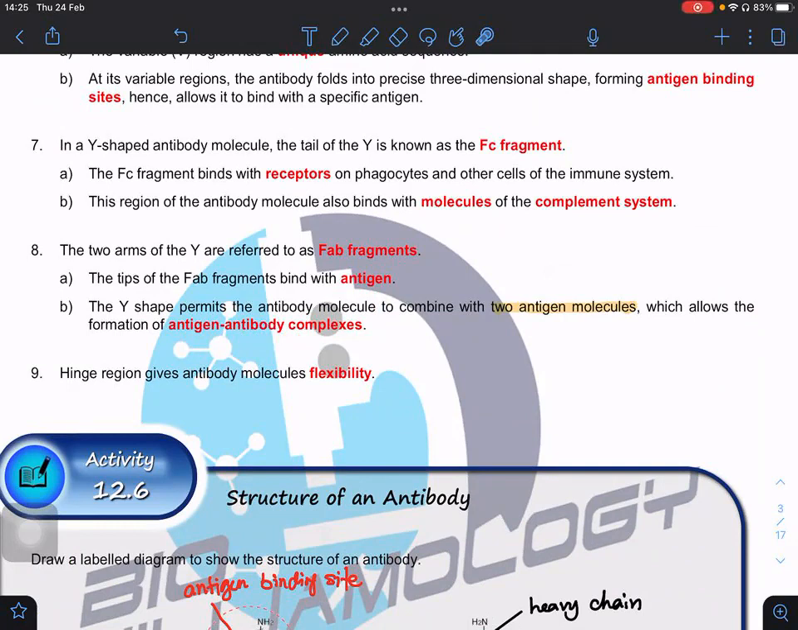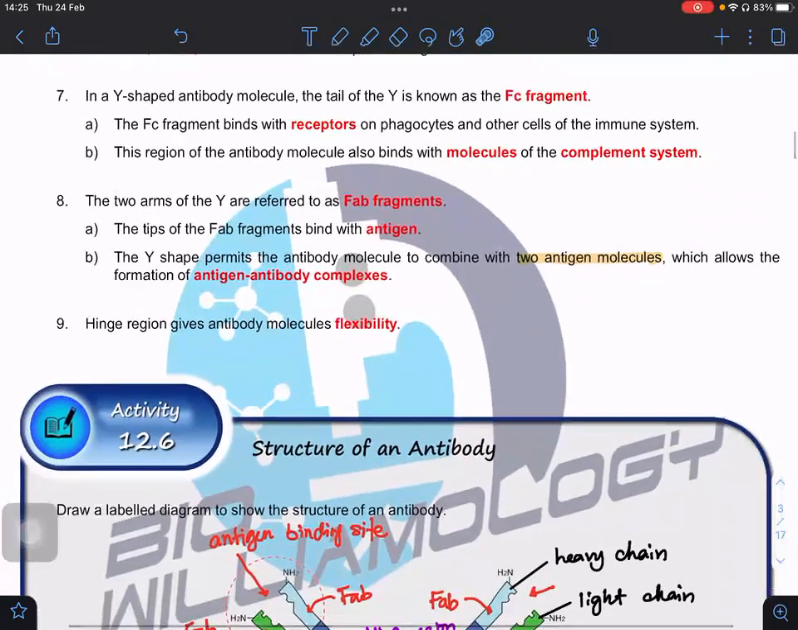It's like an enzyme-substrate complex, where the substrate binds to the enzyme. In this case, it is the antigen-antibody complex. So the hinge region, as I said, gives the antibody molecule flexibility.